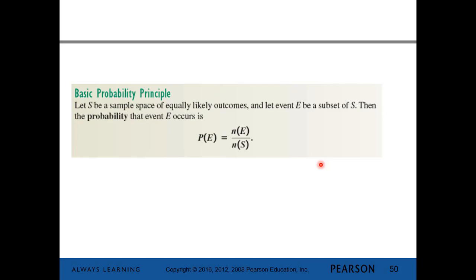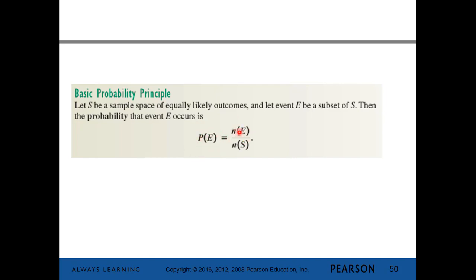Now, the basic principle of probability. This is one of the definitions of probability. If you have a sample space and you know the sample space, the way to calculate probability is very easy. You take the number of outcomes that give you E, and you divide it by the total number of possible outcomes in the sample space. That is the definition of the probability of an event.